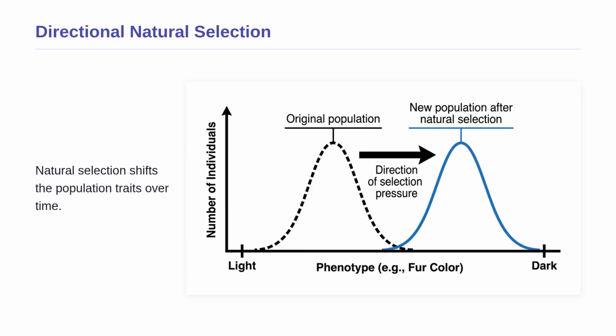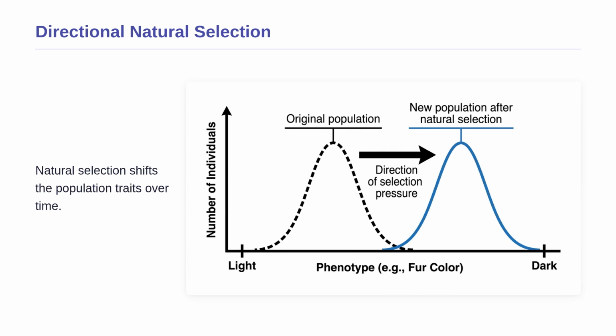To visualize everything we have just calculated, let us look at this graph of directional natural selection. On the horizontal axis, we have the physical trait, such as fur or shell color, ranging from light to dark. The vertical axis shows the number of individuals. The dashed bell curve represents our original population, which is mostly light-colored.